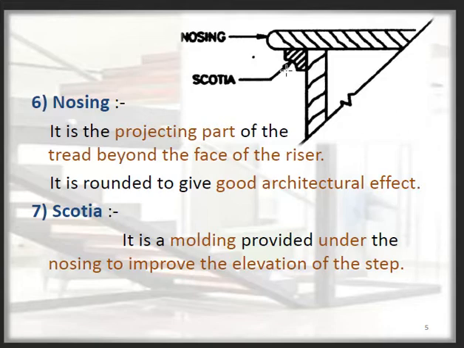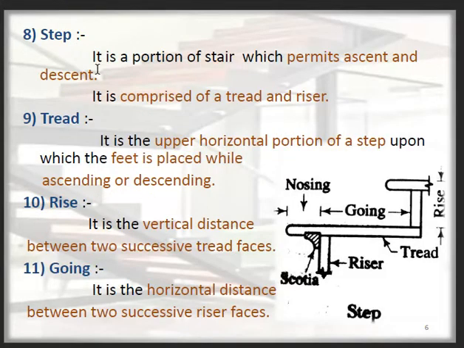Next we have nosing. This is a step, and on this step we place our foot. The extra portion which comes out is known as the nosing. Next we have scotia, which is the extra portion provided as a form of support below the nosing. Next we have a step. This whole portion is known as a step.